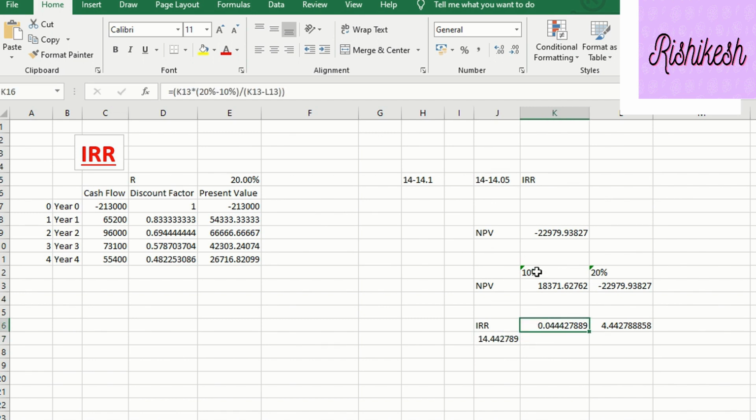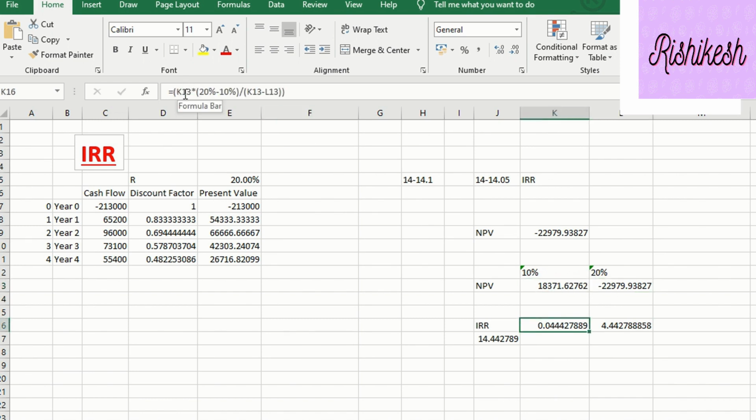So what we did is that we took 10% as a reference and found out the value of NPV. And then we also found out the value of NPV at 20%. What we found is that one is positive, the other is negative, which means the IRR is going to lie between the two. So we took 10 as a reference and calculated this.